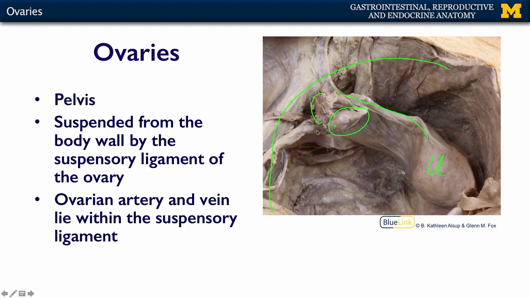The ovary is suspended from the body wall by the suspensory ligament of the ovary, and that contains the ovarian artery and vein within it, which are the blood supply for the ovary.